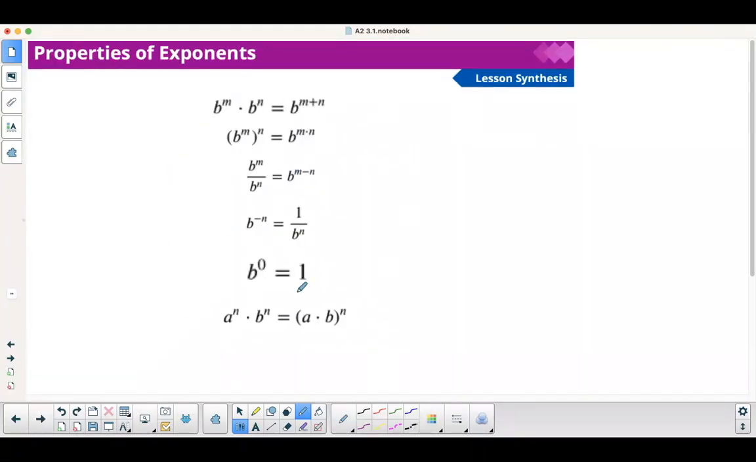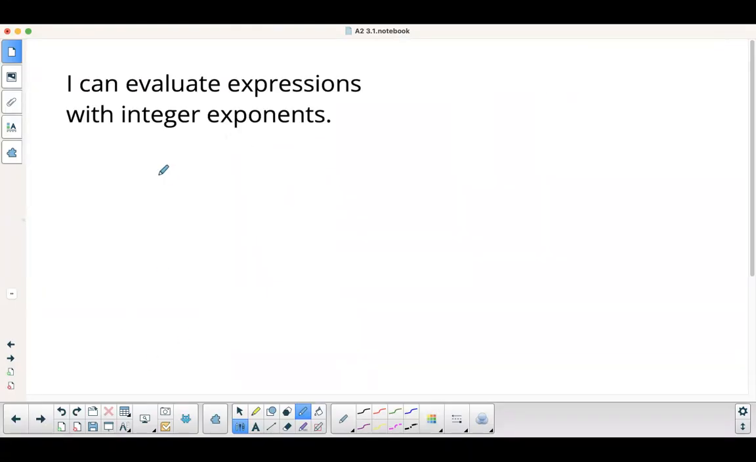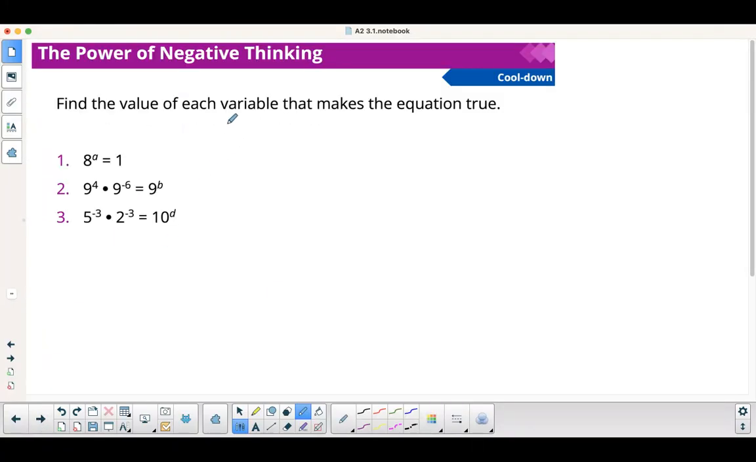All right, so these are pretty much the rules we had earlier. They just used B. I think we had A before, but same rules that we talked about at the beginning. So I can evaluate expressions with integer exponents. So find the value of each variable that makes each equation true. So 8 to what power equals 1? Well, obviously, A would have to be 0. Add these powers, I get 9 to the -2 equals 9 to the B. So obviously, B would have to be -2 to make these equal.